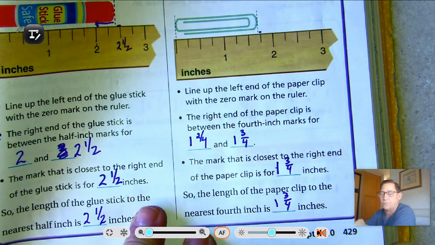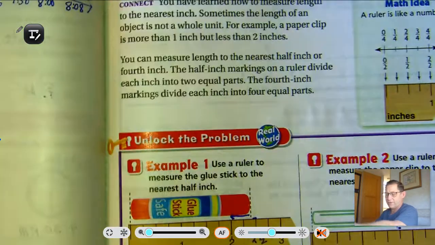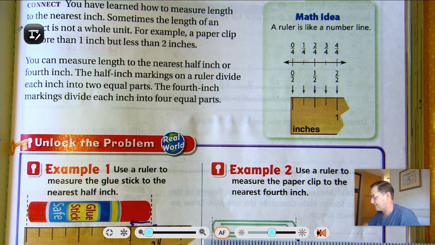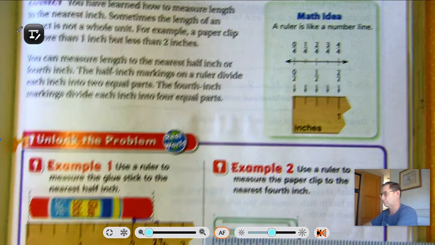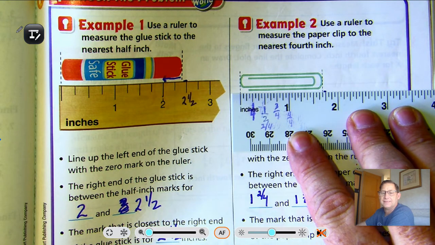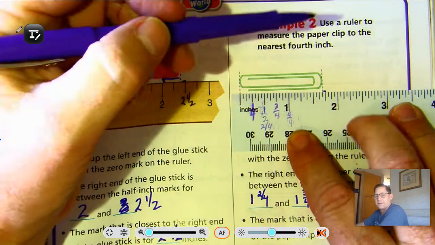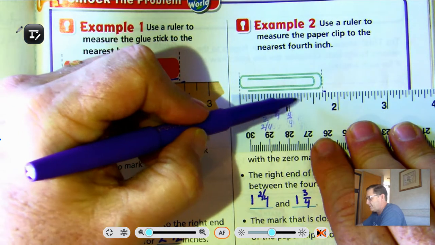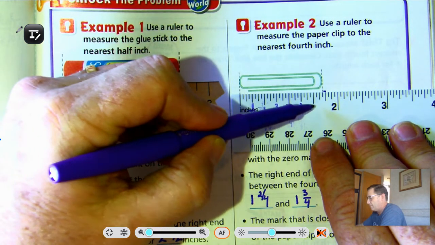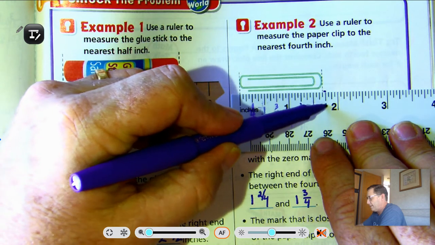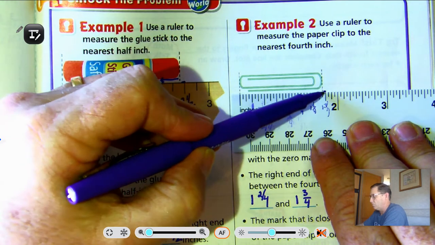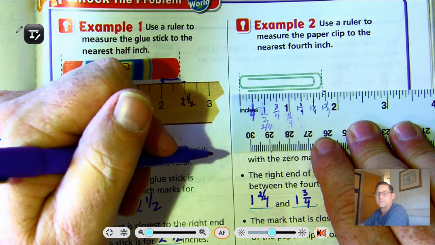Okay, so 1 3/4. Now, what if we had this different ruler, like I was pointing out earlier? So I put this at 0. Each of these longer lines is a 1/4. So we'd say this is 1 1/4, 1 2/4, 1 3/4. Okay, so it's closest to 1 3/4 still.